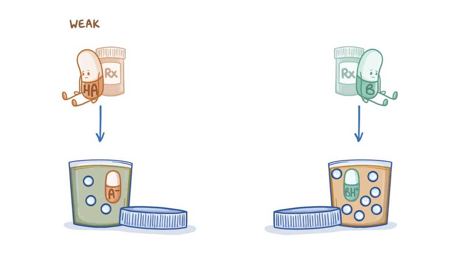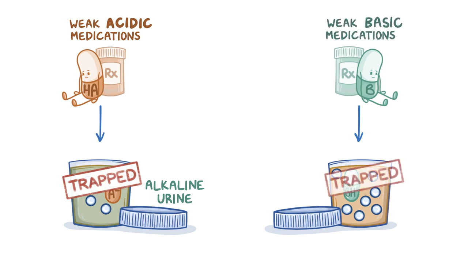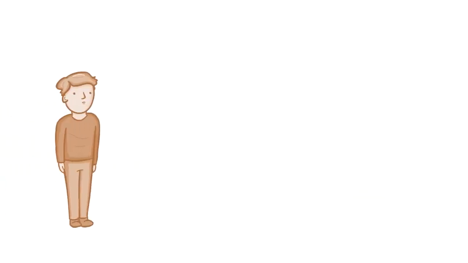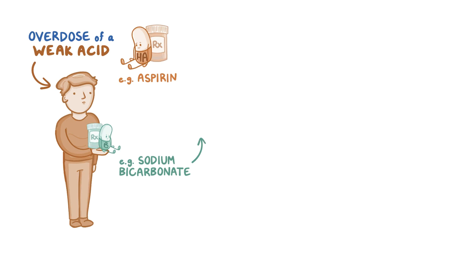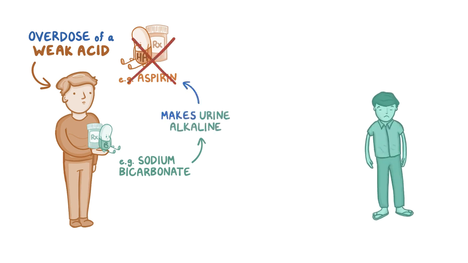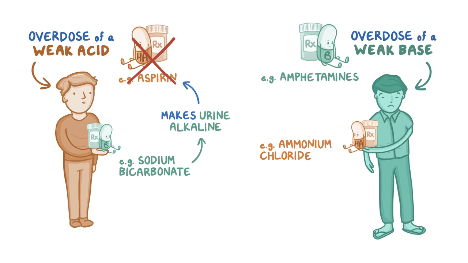In other words, weak acidic medications are trapped in alkaline urine, in contrast to weak basic medications which get trapped in acidic urine. The practical point in this is that an individual presenting with an overdose of a weak acid, like aspirin, can be given a base, like sodium bicarbonate, which makes the urine alkaline and helps get rid of aspirin. Likewise, overdose of a weak base, like amphetamines, can be treated by acidifying the urine with ammonium chloride.